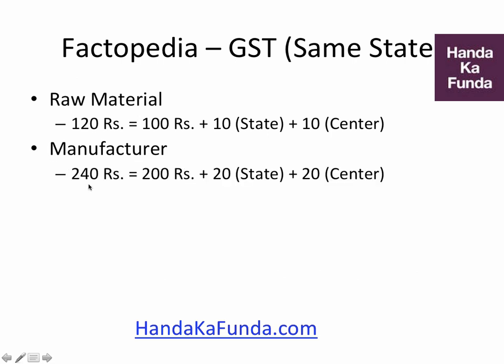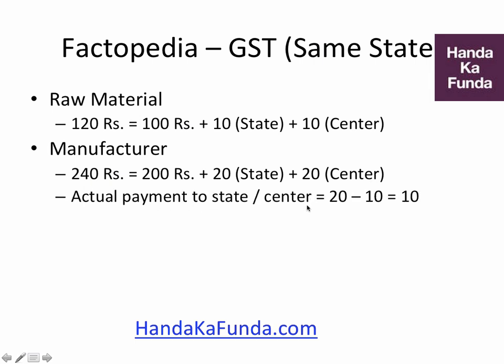Now, the manufacturer is charging 240 rupees. He says that my goods are 200 rupees. 20 rupees need to go to the state and 20 rupees need to go to the center. I have assumed a flat tax rate of 10% for everything. So now what is happening is, earlier what used to happen was that the manufacturer will have to pay 20 rupees to state and will have to pay 20 rupees to center. But now he will actually end up paying only 10 rupees. Why? Because 10 rupees are already paid. Please understand, this is the key difference in the GST, the value addition part.